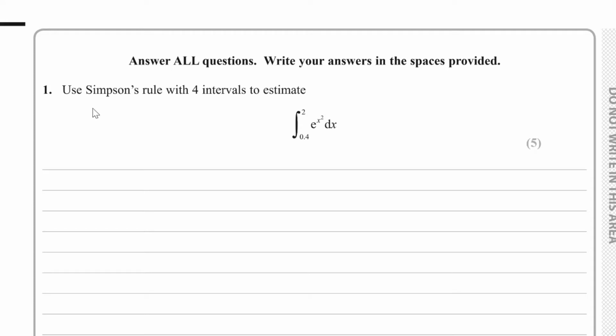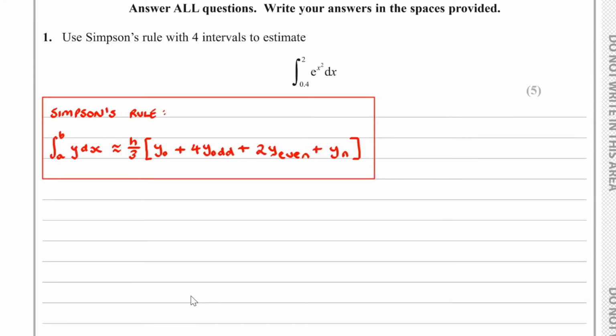Question number 1. We have to use the Simpson's rule with 4 intervals to estimate the integral of e to the power of x squared with respect to x in between the limits 0.4 and 2. And before we do that, we need to actually know what the Simpson's rule is.